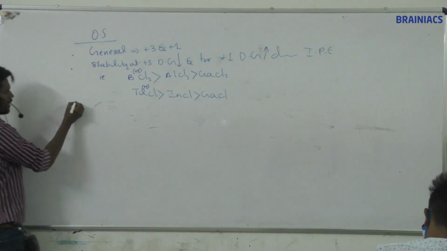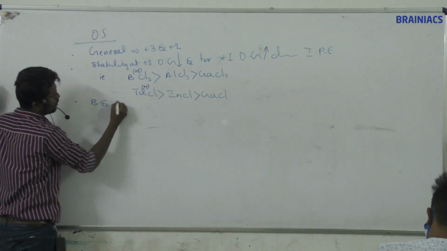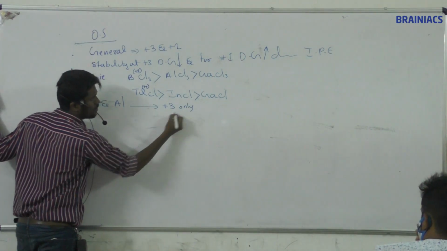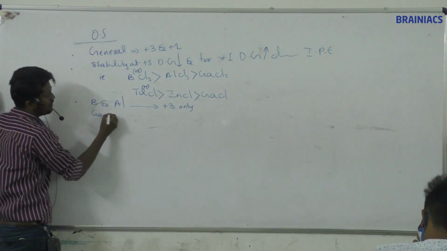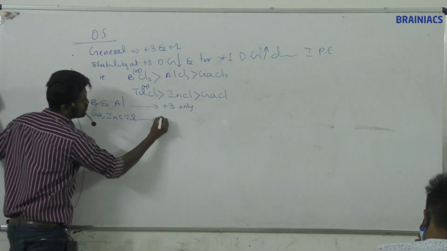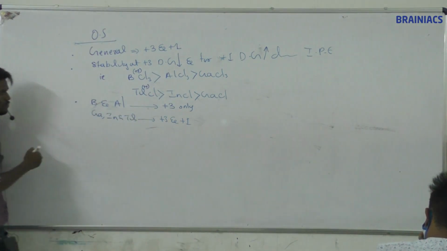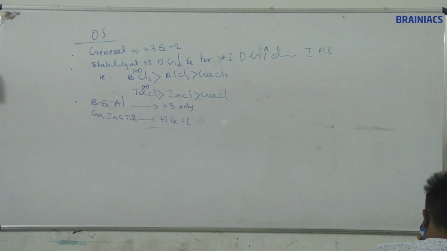So here, boron and aluminium show what only? +3 only. Gallium, indium and thallium show what? +3 and +1. Boron and aluminium show +3 only, so they have a very low inert pair effect and do not have the tendency to show the +1 oxidation state. Gallium, indium and thallium show +3 and +1.